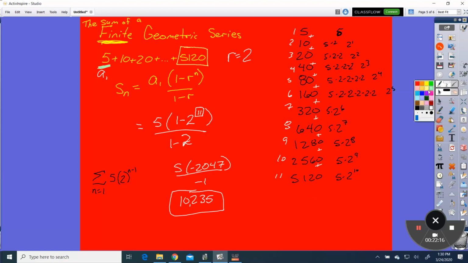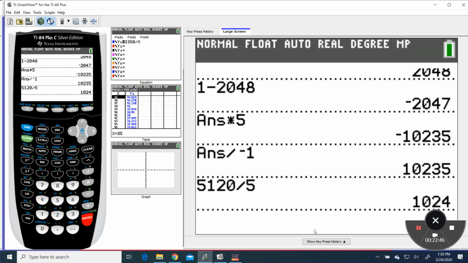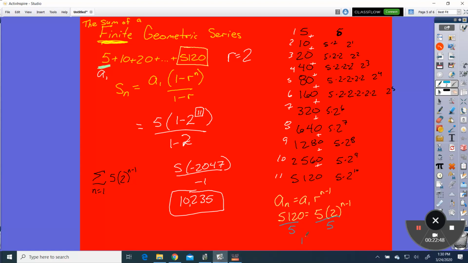So if you remember, a to the n equals a1 r to the n minus 1, right? Well, I don't know what n is, but I know that the last term is 5,120. My first term is 5. R is 2 to the n minus 1. So I'm going to get this 2 to the n minus 1 alone. So I divide it all by 5. So I come to my calculator. 5,120 divided by 5 is 1,024. So I have 1,024 equals 2 to the n minus 1.